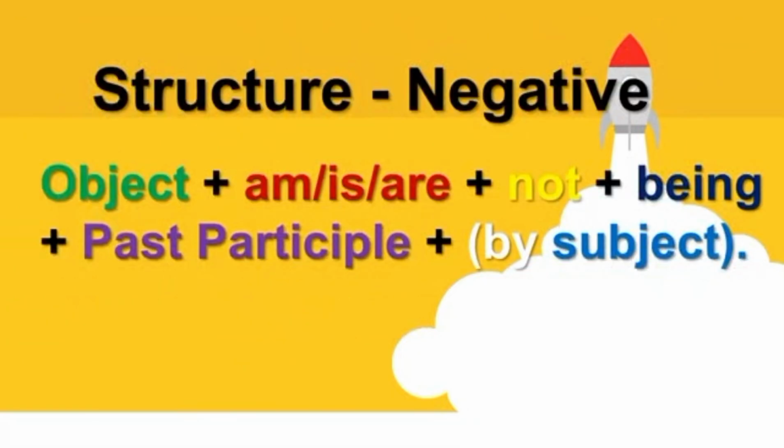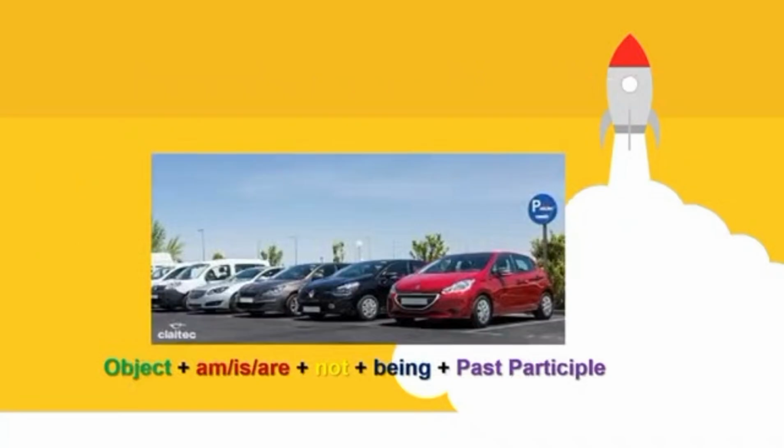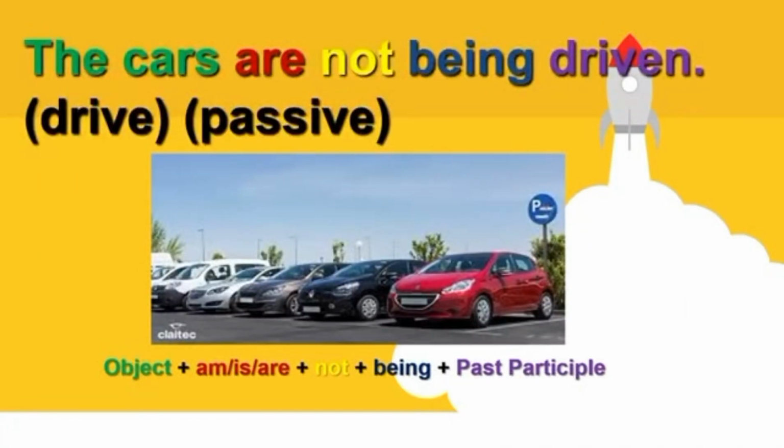After affirmative, let's look at some negative sentences. So, this is the same sentence structure. Remember, we need to add not between the verb to be and being. The cars are not being driven.